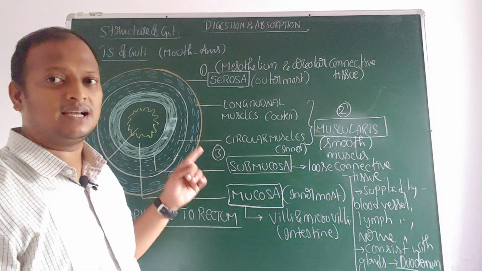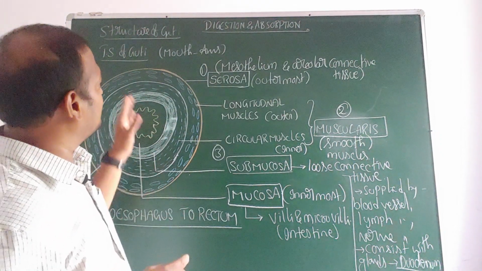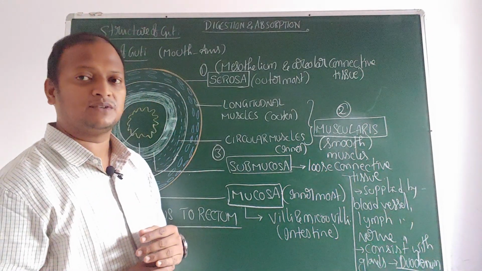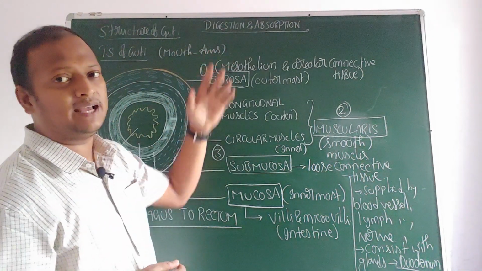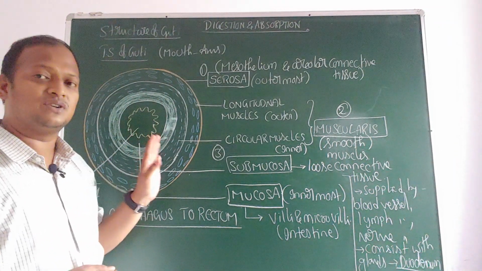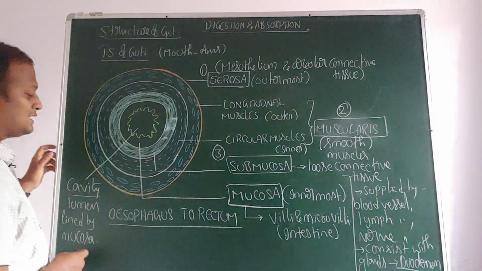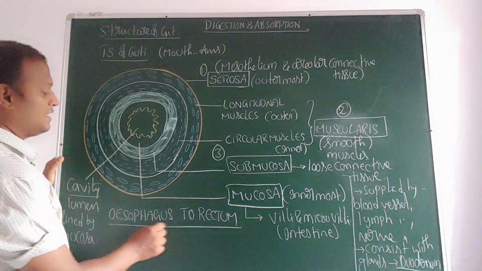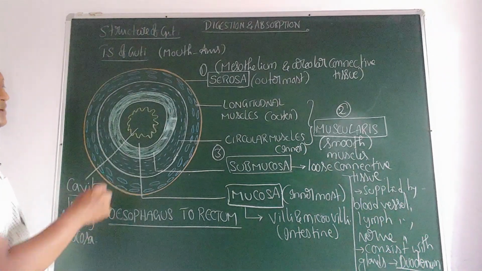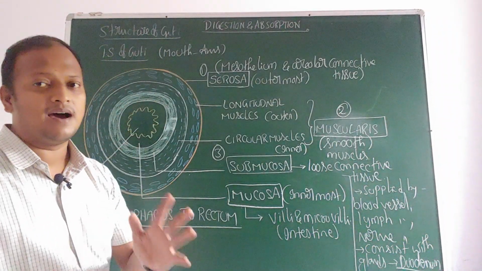Okay, students, once again I'm revising this topic. The transverse section of the gut, TS of the gut. Gut means mouth to anus. The transverse section of the gut consists of four layers. These four layers are especially present from the region of the esophagus to the rectum.